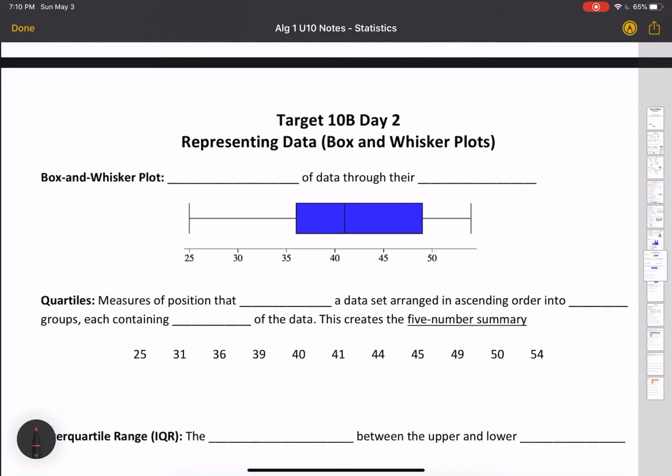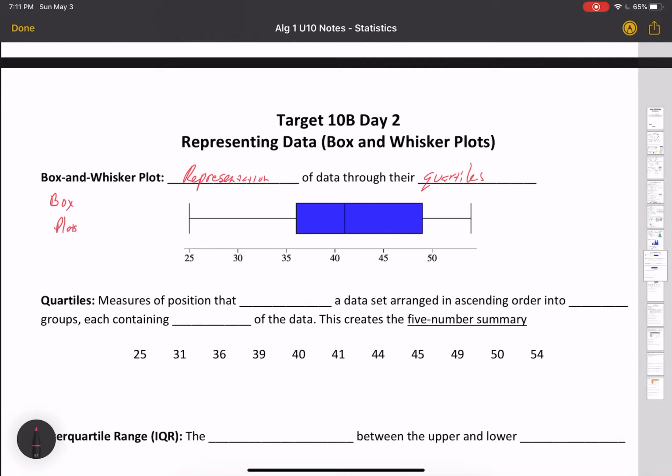Alrighty, so in this video, we are going to knock out the last representation of data using box and whisker plots. We also just refer to them as box plots for short. So this is a representation that uses a data set's quartiles. An example of a box plot is below.